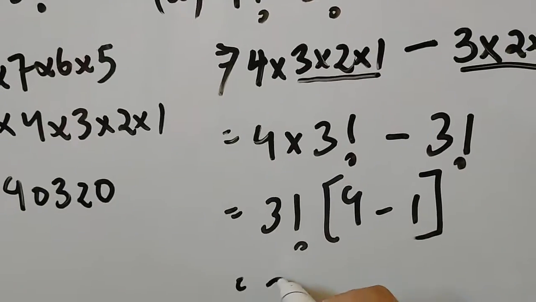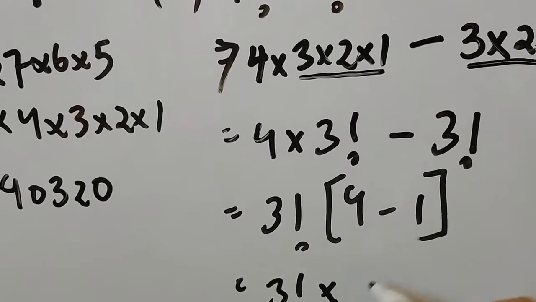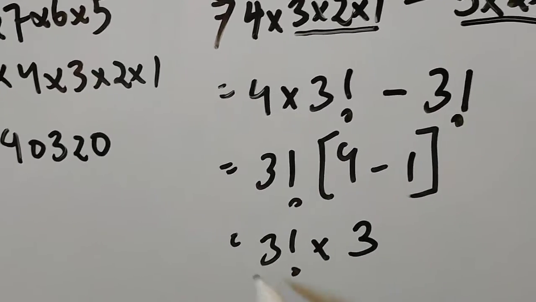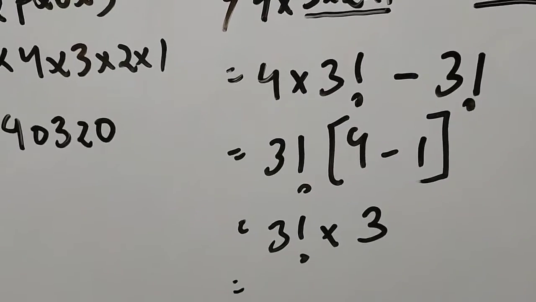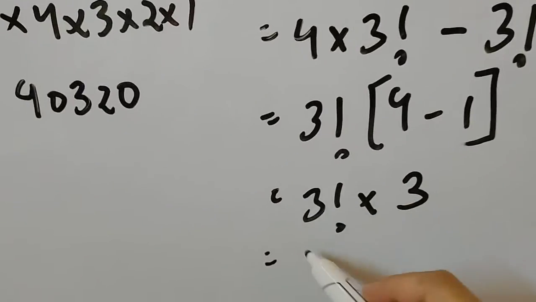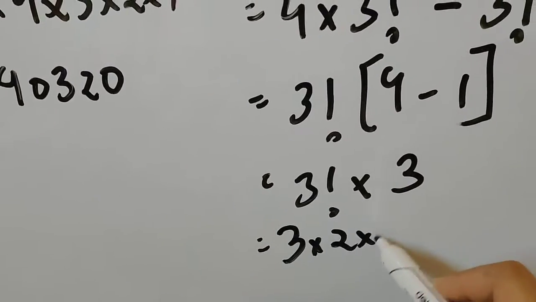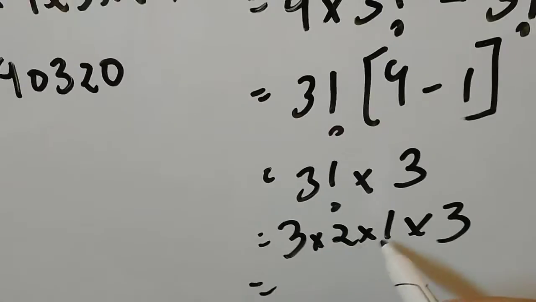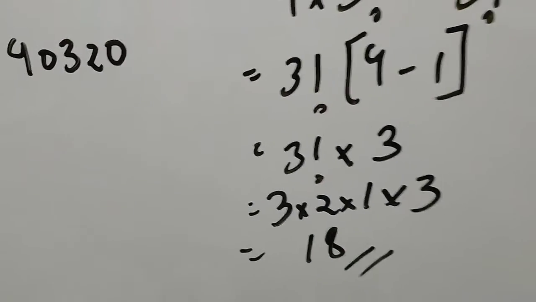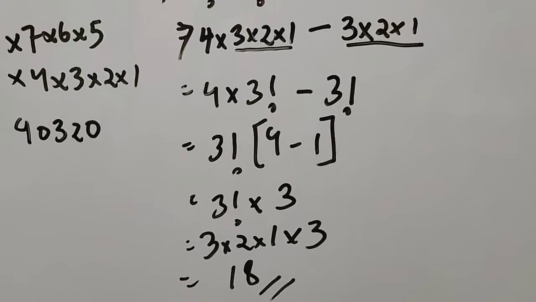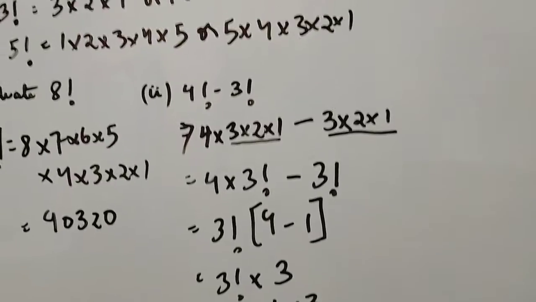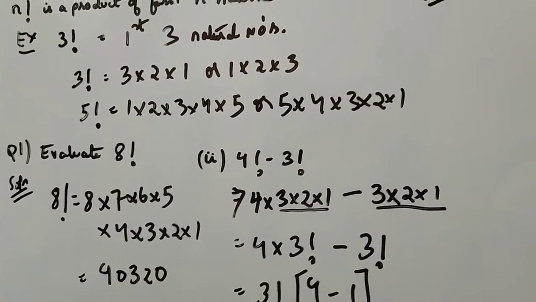So 3 factorial into 3. See, 3 factorial and 3 are totally different. It is not the same. Don't multiply like that, 3 3s are 9 factorial. It doesn't become like that. So evaluate 3 factorial: 3 into 2 into 1 into 3. 3 3s are 9, 2 9s are 18. Your answer is 18. This way you can make your calculation easier. I hope this one is clear to you.